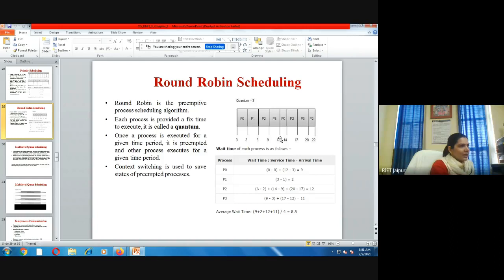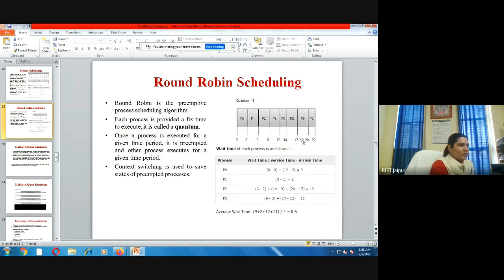Similarly for P1 we can check. P1's arrival time is 1 unit, and the service start time of P1 is 3. So 3 minus 1 is 2; this is the waiting time. Similarly we can calculate for P2. P2 is given at 3 places, and P2's arrival time is 2. So 6 minus 2 initially, after that 14 minus 9, and 20 minus 17. This gives 12 as the waiting time. Similarly, we have calculated the waiting time for the P3 process also.